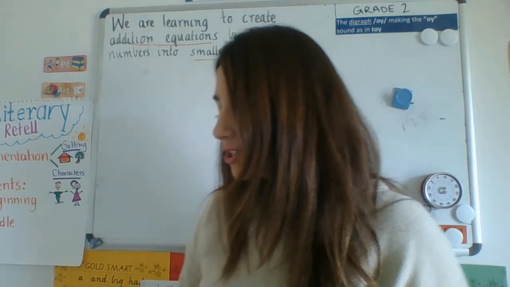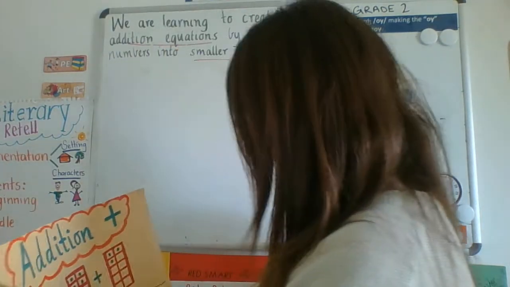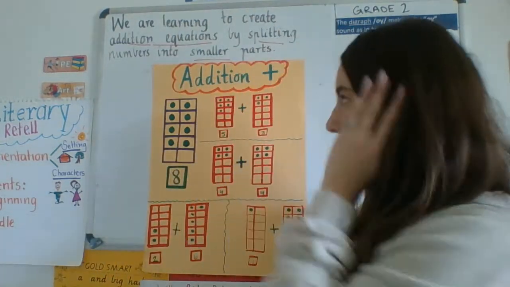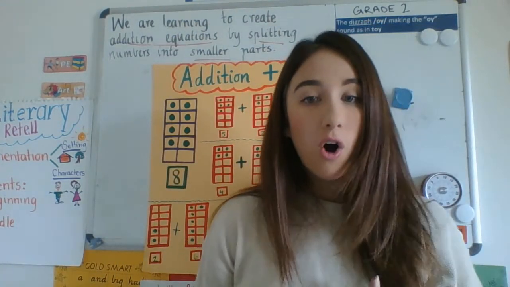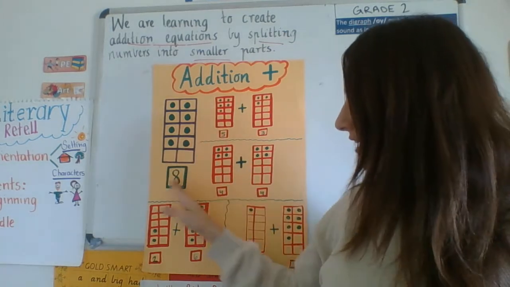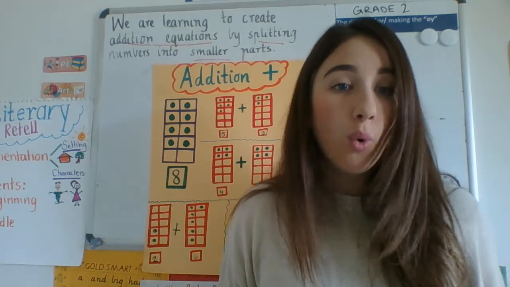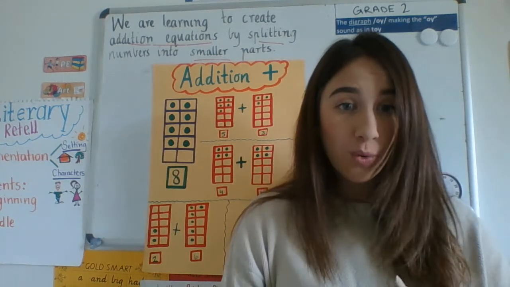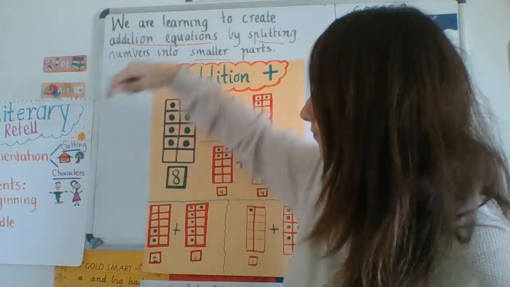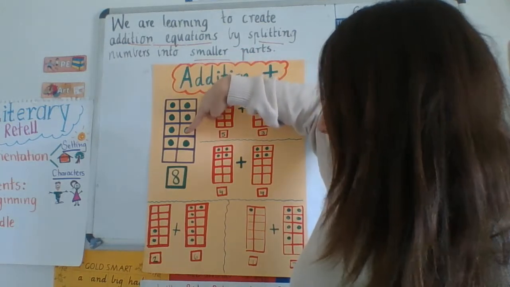All right, so let's have a look at this poster that I've got over here. Now, this is going to give us an example of what we're doing today, okay, boys and girls? Now, on this poster, I have started with the number 8. Now, remember, mathematicians always need to double check, so I want you to double check with me to make sure we have 8 dots here. Count with me. 1, 2, 3, 4, 5, 6, 7, 8.